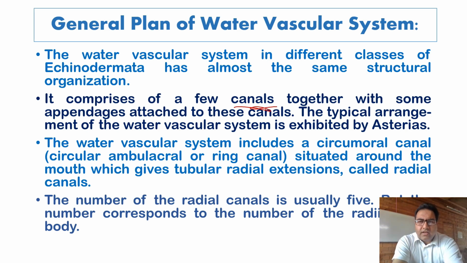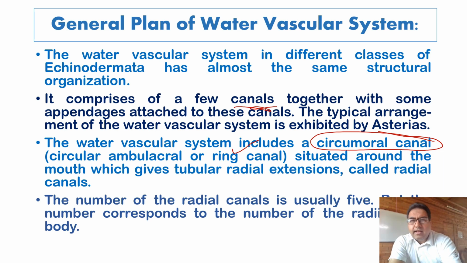Now, what are these canals? They are a typical arrangement of the water vascular system, as exhibited in the case of Asterias. And this includes the circumoral canal. Now, why do we call it a circumoral canal? Because this is also called a ring canal. So ring canal, or the circular ambulacral canal, it is one and the same thing. We call it a circumoral canal because it surrounds the mouth, that is the oral region. That is why we call it the circumoral canal.